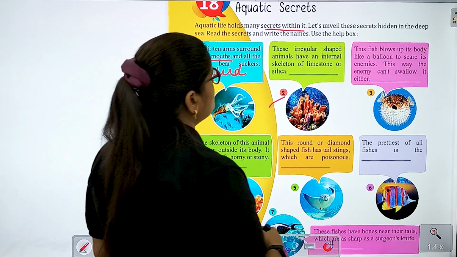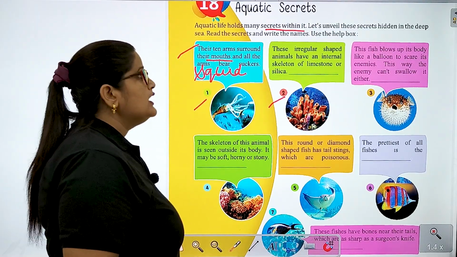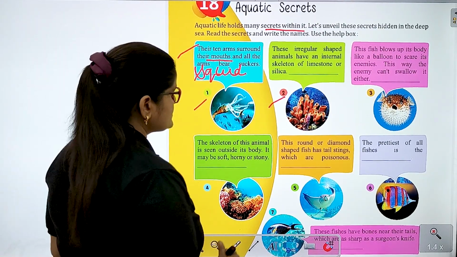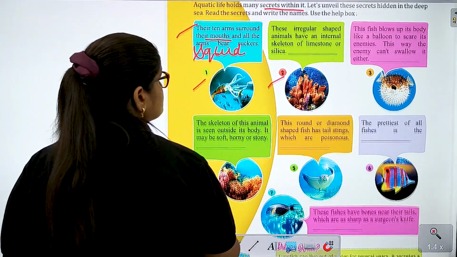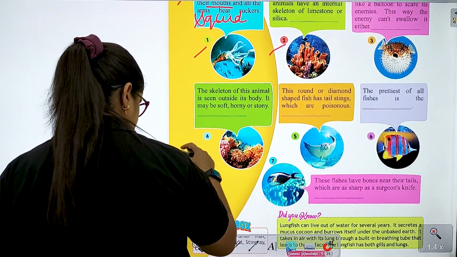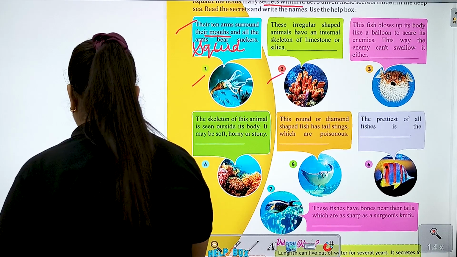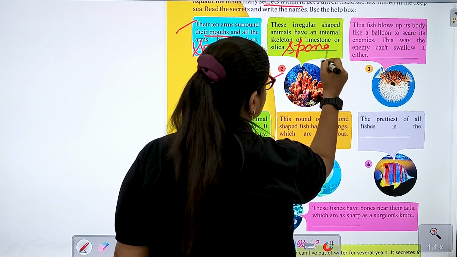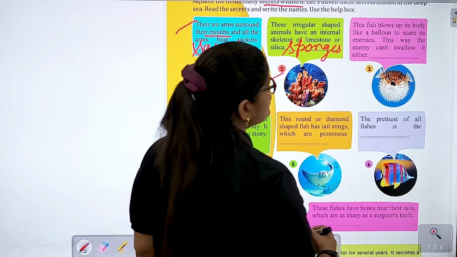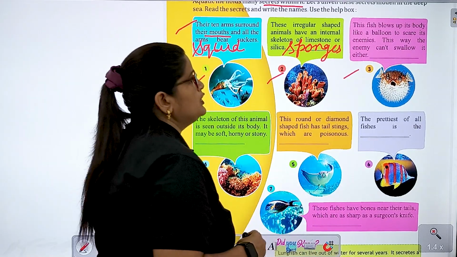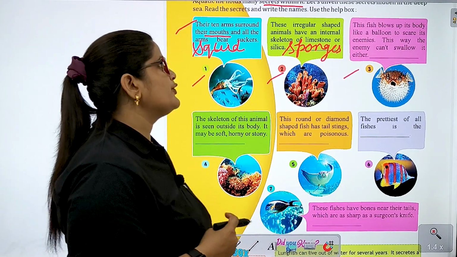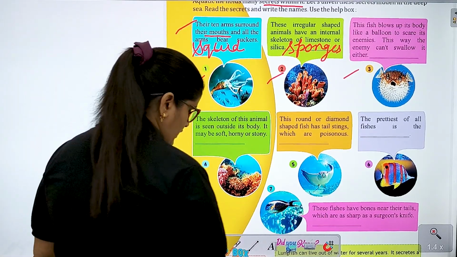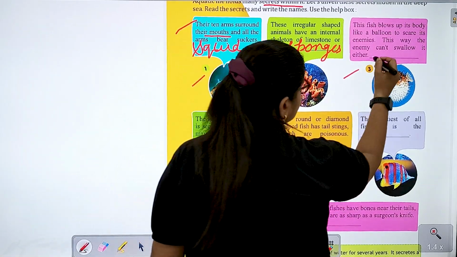These irregular shaped animals have an internal skeleton of limestone or silica. Sponges. This fish blows up its body like a balloon to scare its enemies. This way the enemy can't swallow it either. Puffer fish.